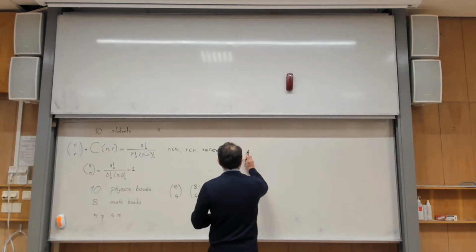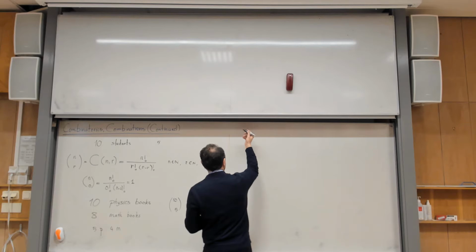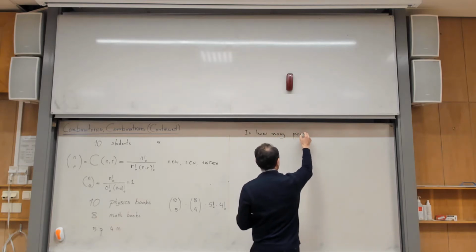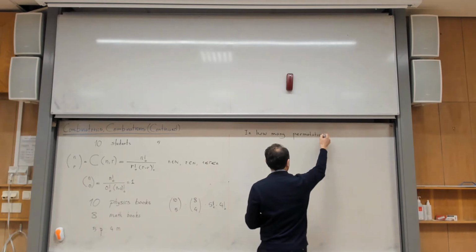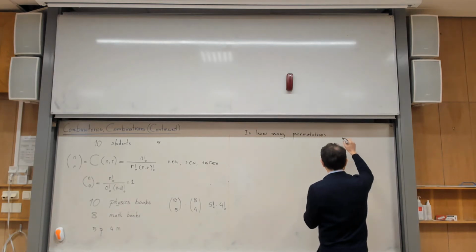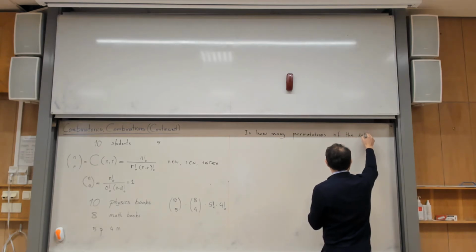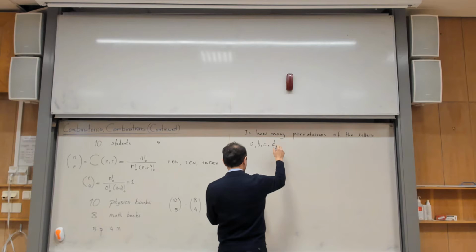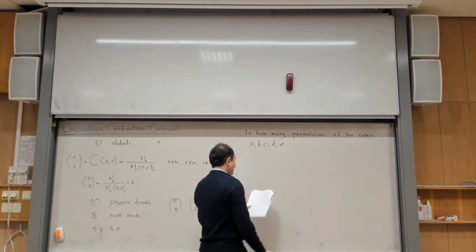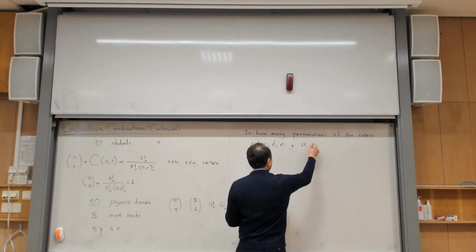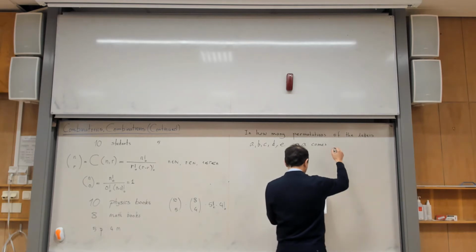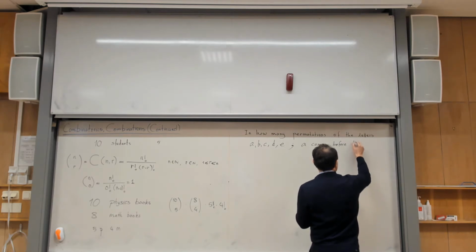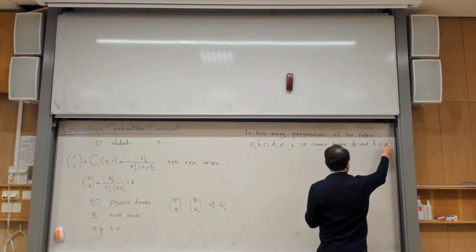So let me ask this question. In how many permutations, you see, again I am asking about permutations, of the letters A, B, C, D, and E, does A come before B, and B come before C?